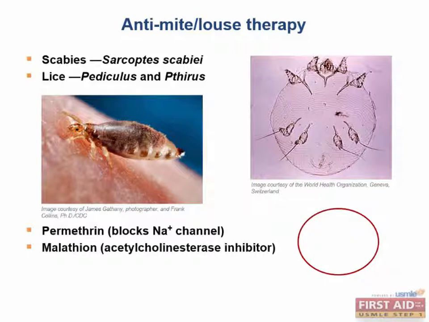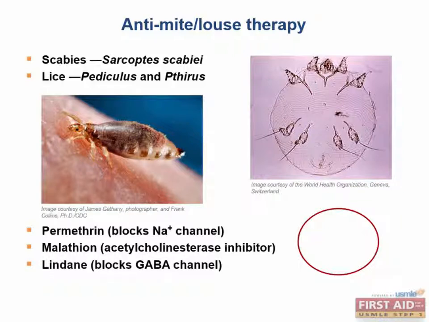Malathion is another medication used to treat scabies and lice, and it is an acetylcholinesterase inhibitor. It has a similar mechanism of action in the fact that it continues to have acetylcholine in the neuromuscular junction, since the mite can't degrade the acetylcholine with malathion present, and that leads to a permanently depolarized muscle fiber and a paralyzed mite.